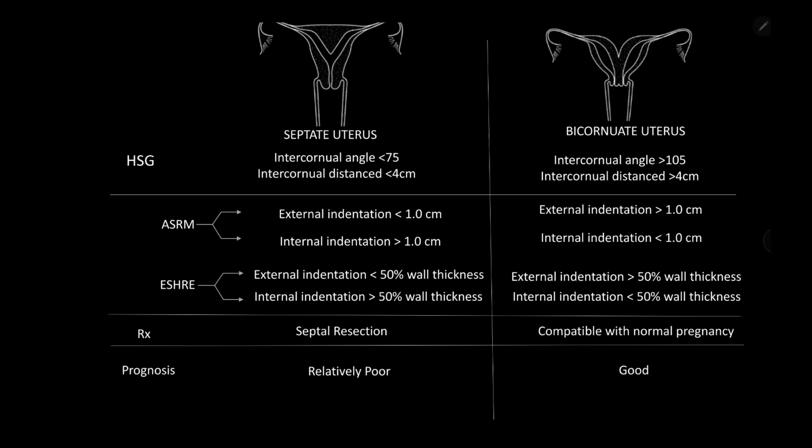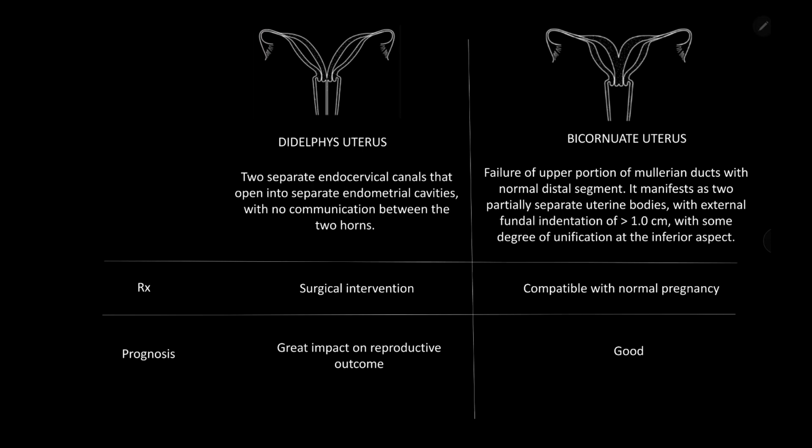And in the next table, the basic difference between diadelphys and bicornuate is that in diadelphys, as depicted in this image, we can see two separate endocervical canals which open into two separate endometrial cavities, and there is no communication between the two horns. However, in bicornuate uterus, it manifests as two partially separate uterine bodies, and obviously there is an external indentation which is greater than 1 centimeter according to ASRM and greater than 50% of the uterine wall thickness according to ESHRE criteria. And both of them have fairly good prognosis as well.